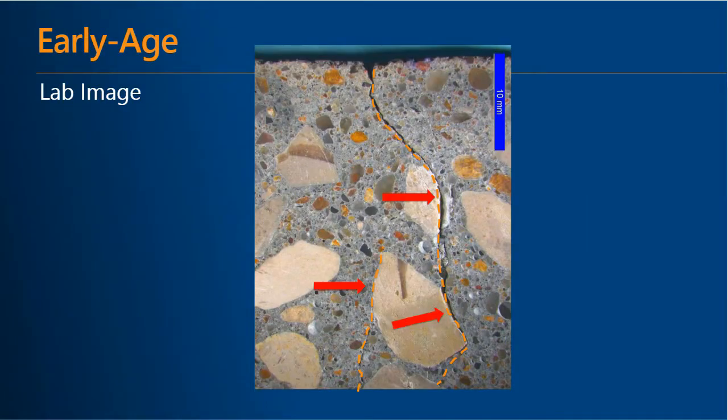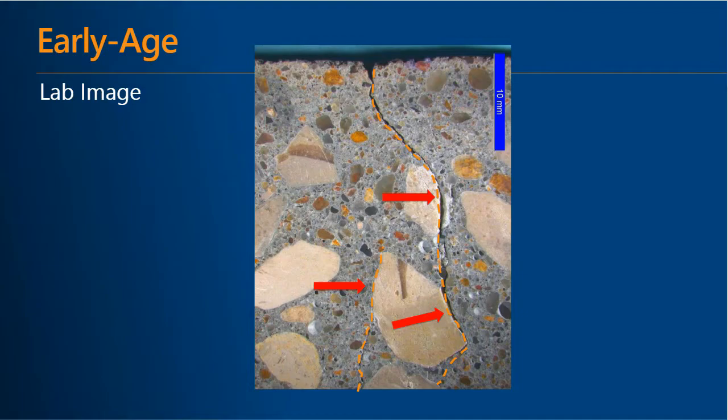So I mentioned that early age versus later age can be a good way to group the crack causes. And so I want to show an example of one way that we can differentiate fairly easily the early versus the later age, and that's how the crack propagates through or around the aggregate particles. Note that this can greatly depend on the angularity and the composition of the aggregates.